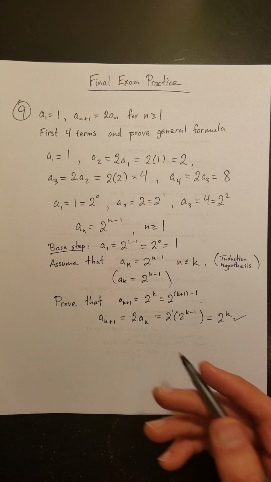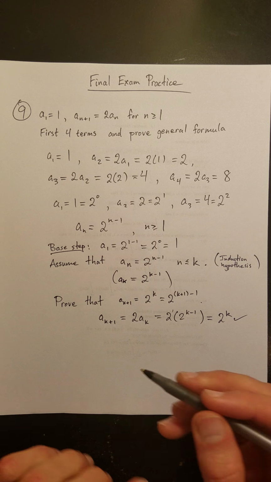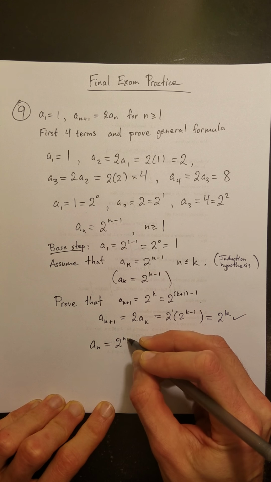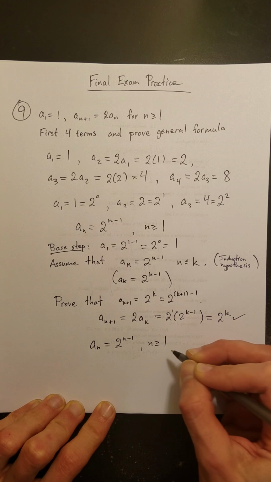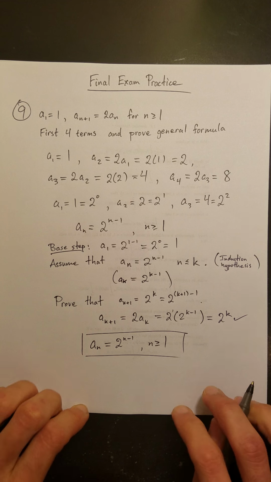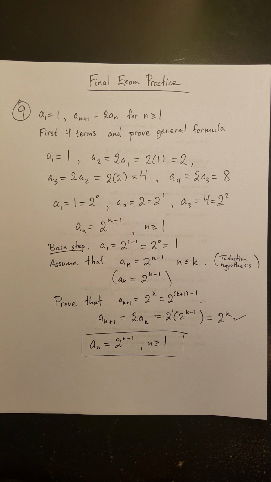And so by induction, we proved that this formula holds for all values of n, right? So we know that a sub n is equal to 2 to the power n minus 1 for all values of n. All right, and that finishes up problem 9 for us.